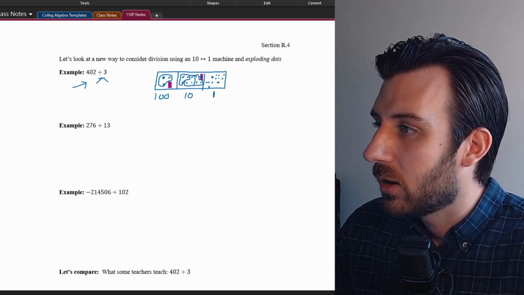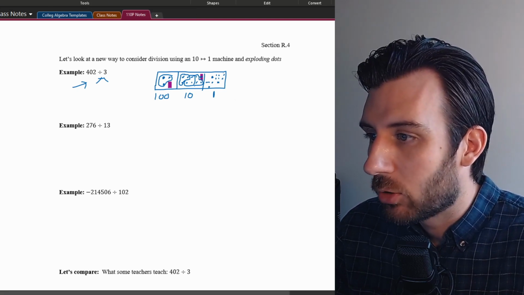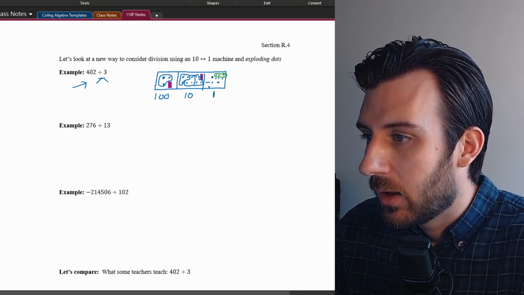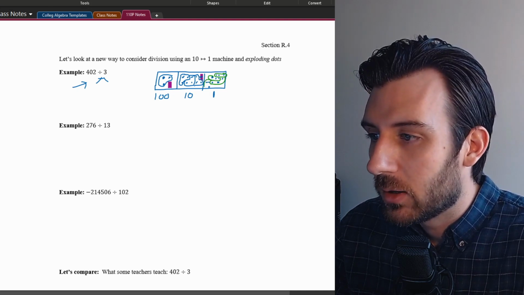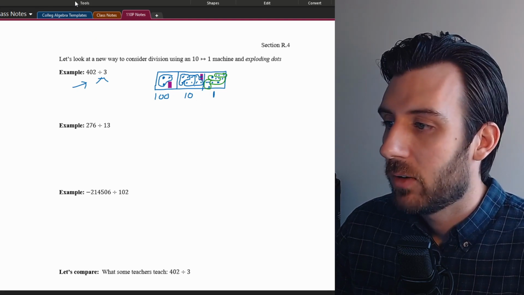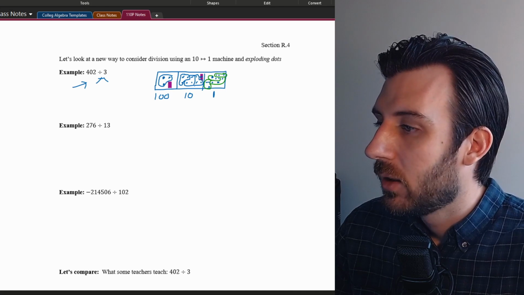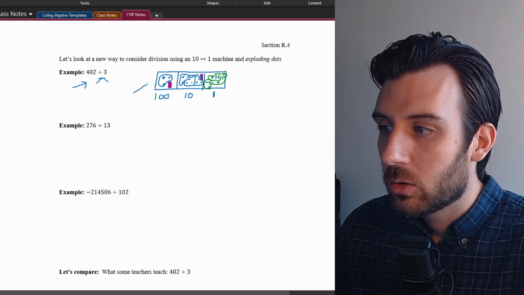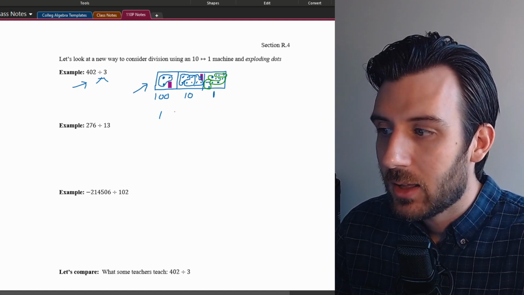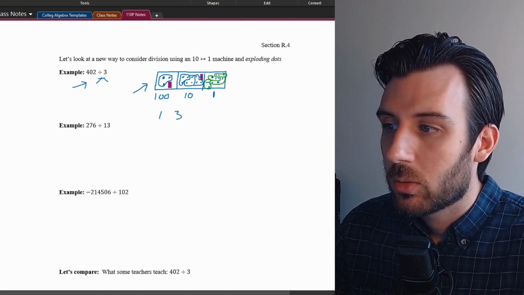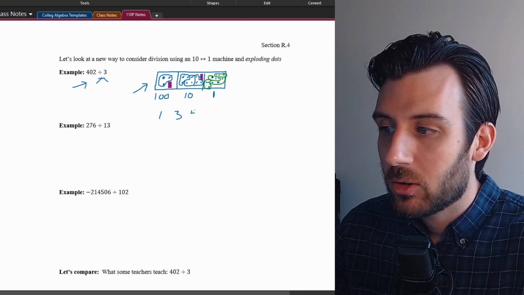So my groups of 3 again would be, I'll use green this time. I have a group of 3 right here. I have a group of 3 right here. I have a group of 3 right here. And I have a group of 3 right here. Perfect. So what that tells me is that I have one group in my hundreds. I have 3 groups in my tens. And I have 1, 2, 3, I have 4 groups in my single place.